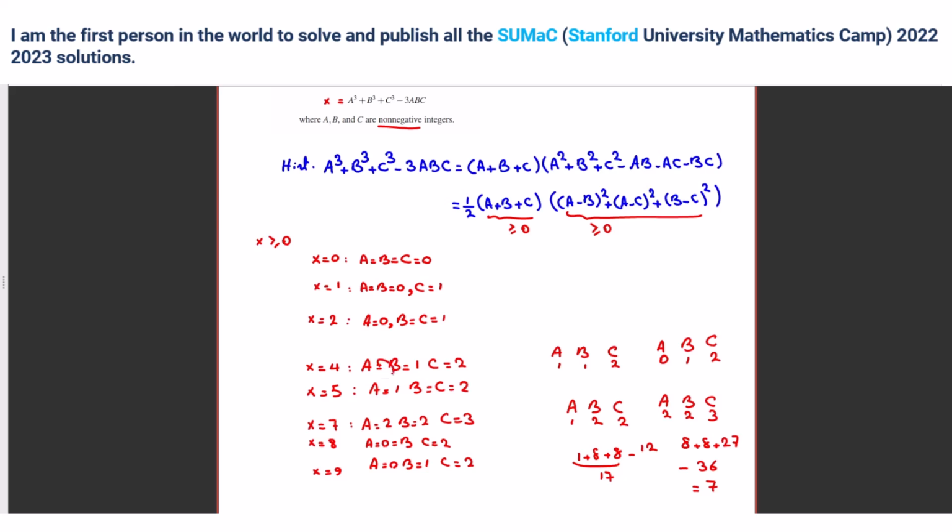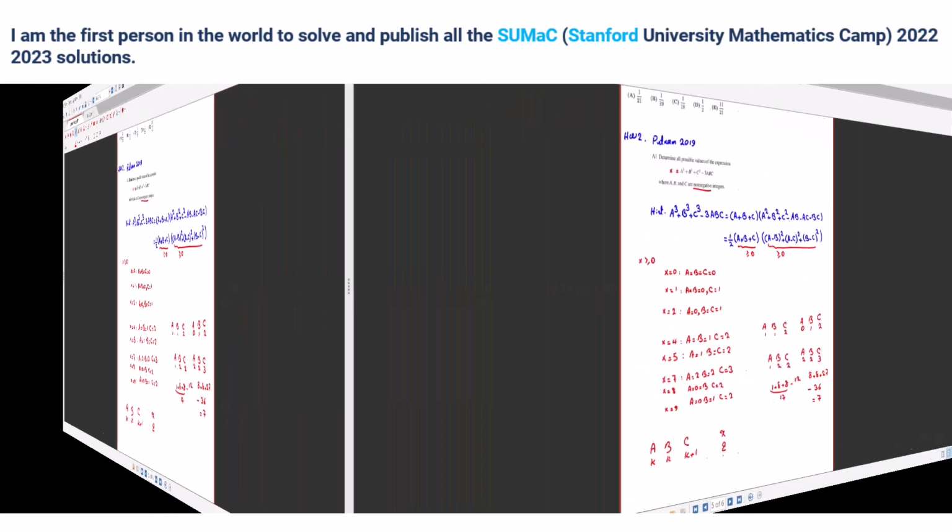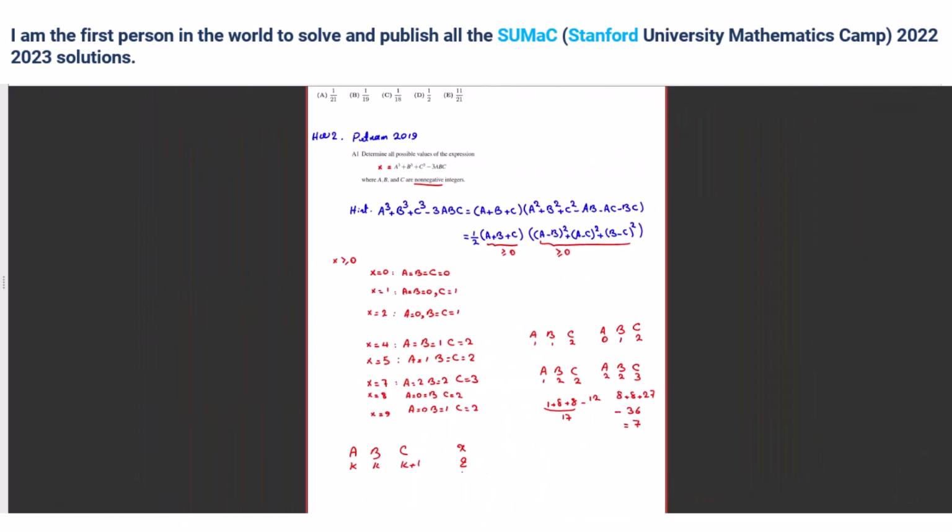For example, x equals k plus 1, right? Yes, sir. So if A is k, B is k, C is k plus 1, then what's x equal to? Calculate the question mark in terms of k, okay? So, sir, I'm getting 3k plus 1. Yes, sir.